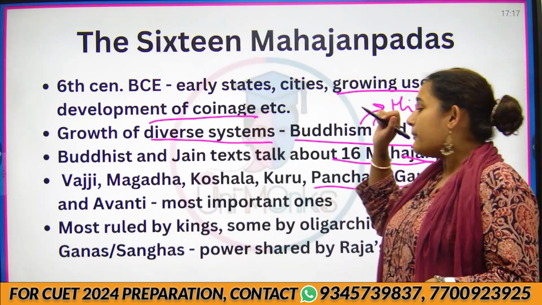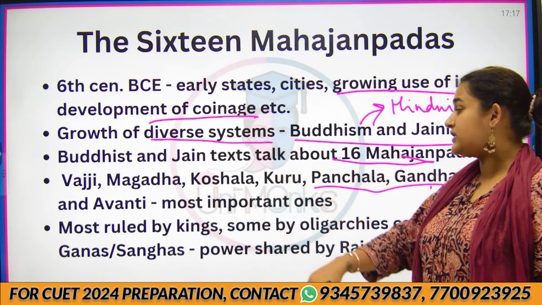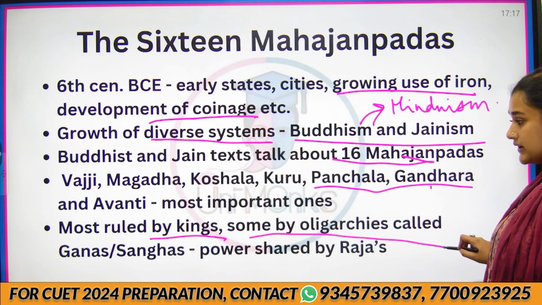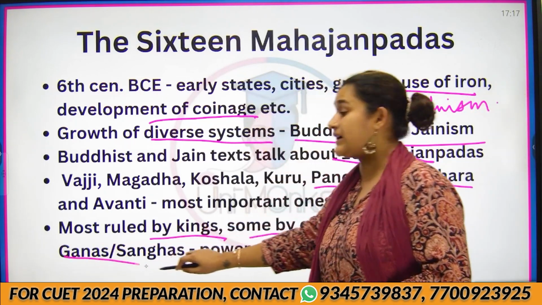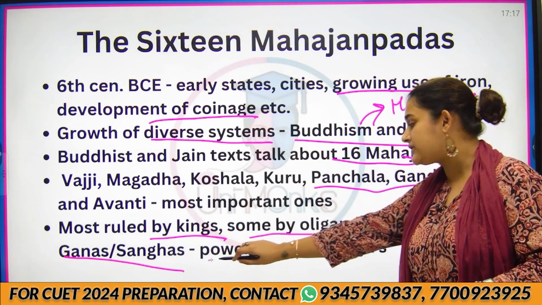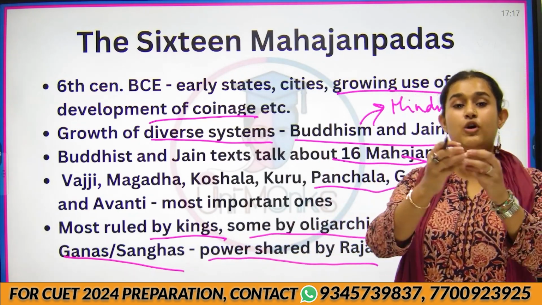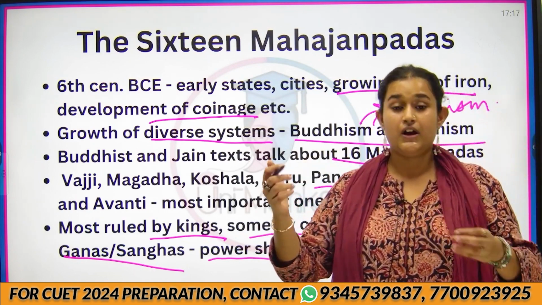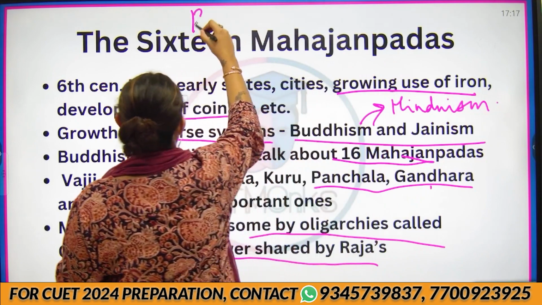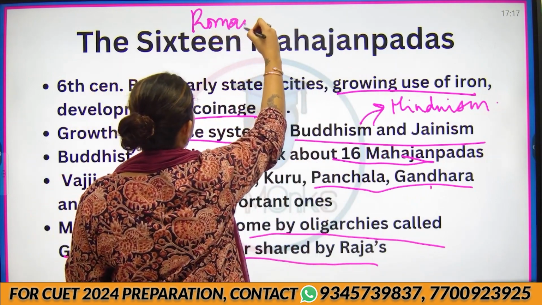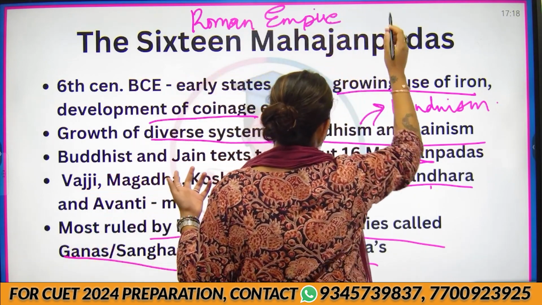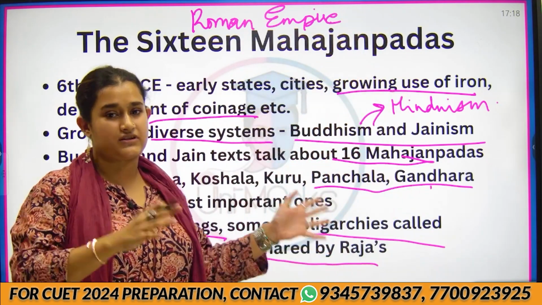Okay? Most of these Mahajanpadas were ruled by kings, but some of them were ruled by oligarchies called Ganas or Sanghas, okay? In these Ganas and Sanghas, powers were shared by Rajas, small little Rajas of little chiefdoms. You've also heard about oligarchy when you were studying the Roman Empire last year, okay? They don't explicitly mention the Roman Empire having an oligarchy, but they did have a system of oligarchy there as well.